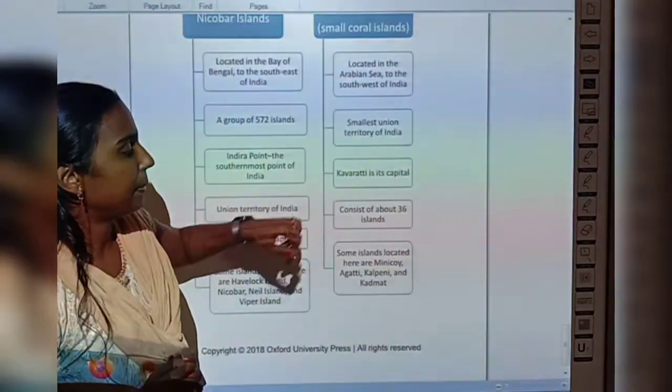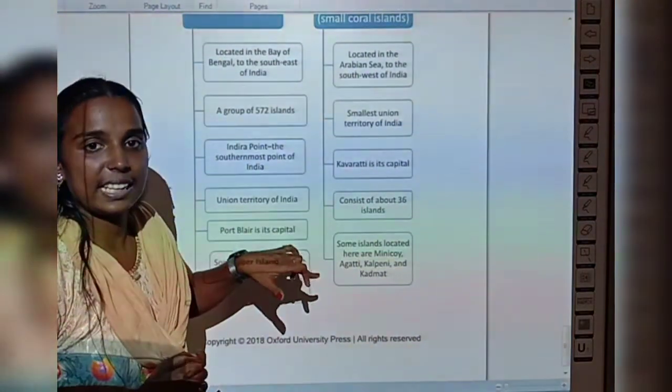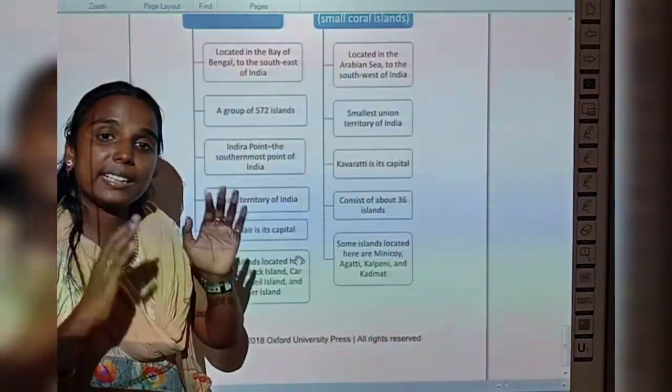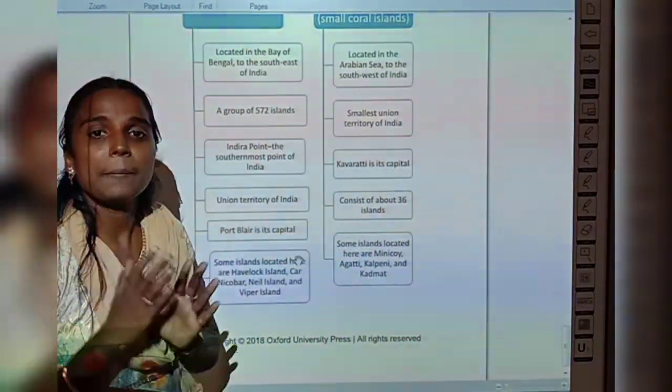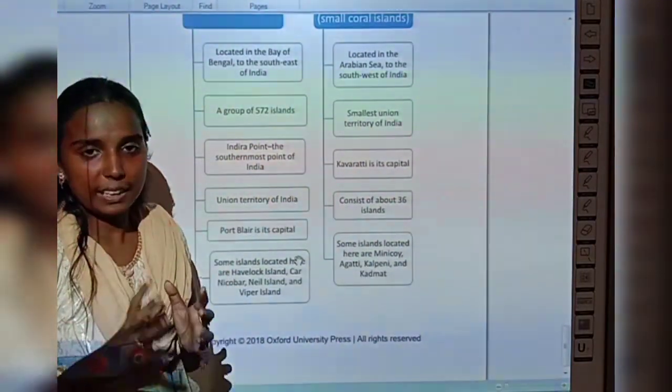And what is its capital? Kavaratti, and it consists of about 36 islands, okay? In Andaman and Nicobar Islands we have 572 islands. Here it is a group of 36 islands and most of them are what? Uninhabited, right? No people are living there.